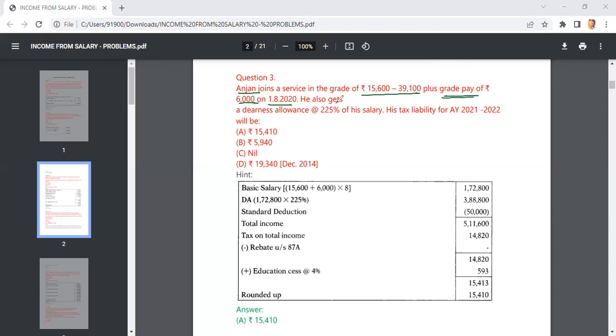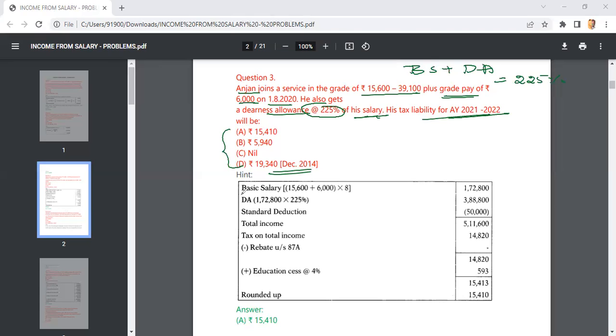So from 1/8/20 he gets this, and also he will get the dearness allowance. Dearness allowance is at 225% of his salary. So whatever salary he gets, to find the salary, basic salary plus dearness allowance, we do it, right? So whatever his salary is, on that 225% is his dearness allowance, and his tax liability for 21-22 will be. So what will be the answer in this, they are asking, and even this is an examination question.